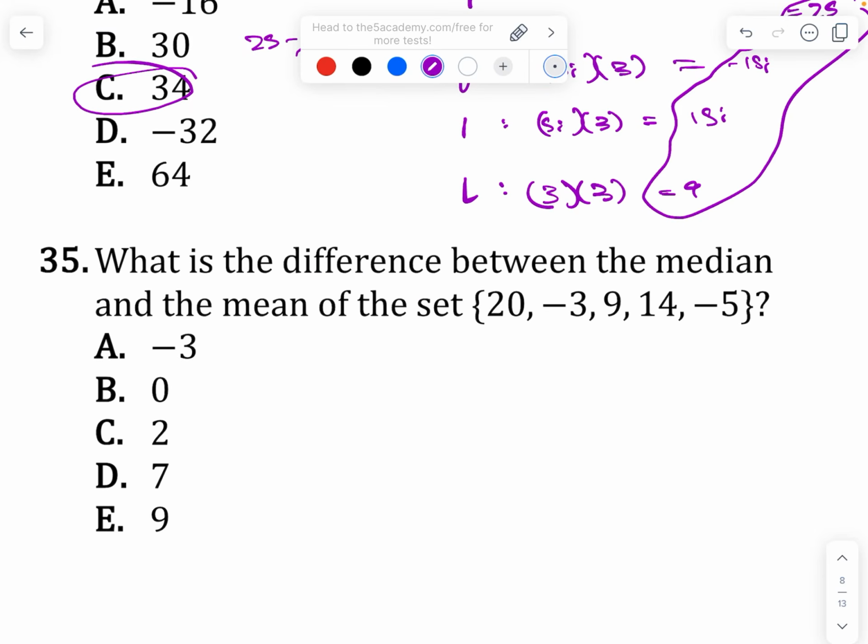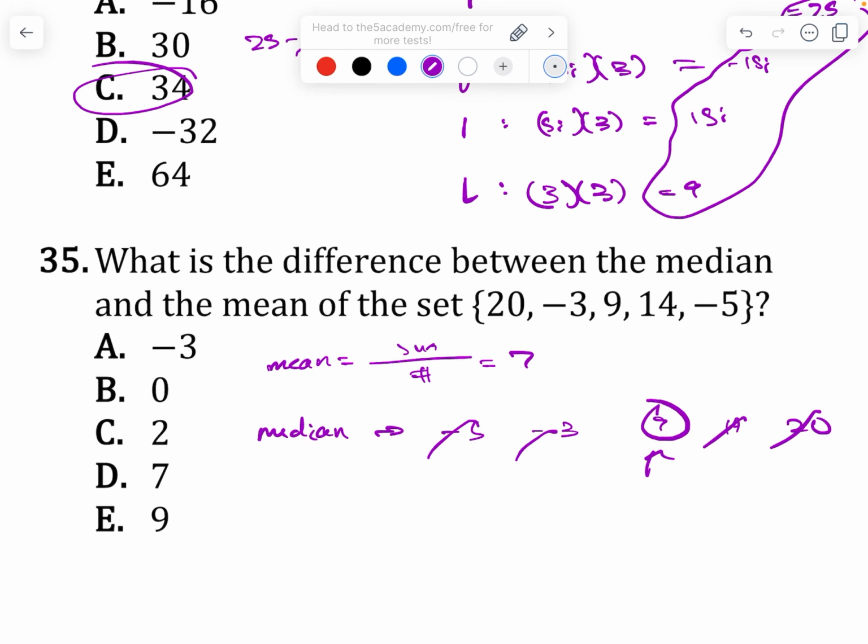What is the difference between the mean and the median of this set? Let's find the mean. It's going to be equal to the sum divided by the number of numbers. So if you find the sum, just 20 minus 3 plus 9 plus 14 minus 5, divide by 5, you end up getting 7. Median, if you just order the numbers from least to greatest, and then find the value in the middle, that's your median. Okay, so 7 and 9, the difference is 2.